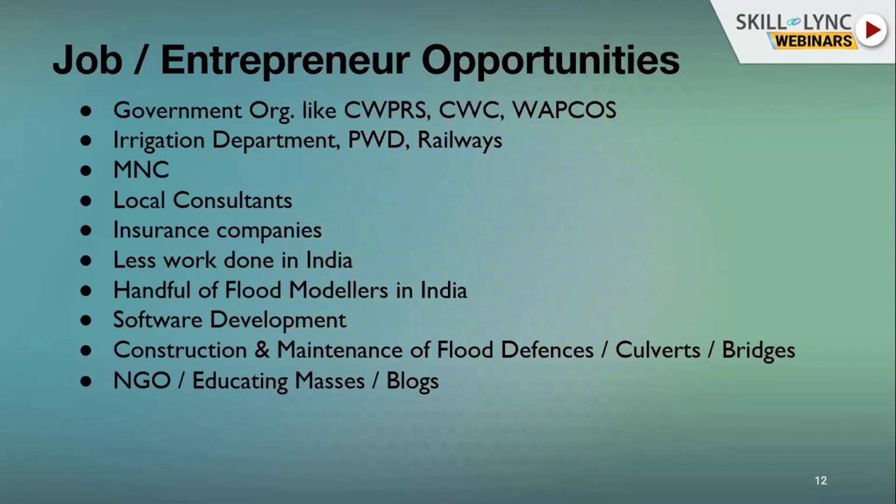I think they do it based on empirical formulas, but at least I work for the UK, so we do it for highways and railways. There are various multinational companies like Jacobs, which I'm in. Then local consultants, insurance companies. Insurance companies usually do risk analysis, that is probability into consequence, which I said in one of my slides in the first bullet point. So there is less work done in India, so there are ample opportunities to work in India.